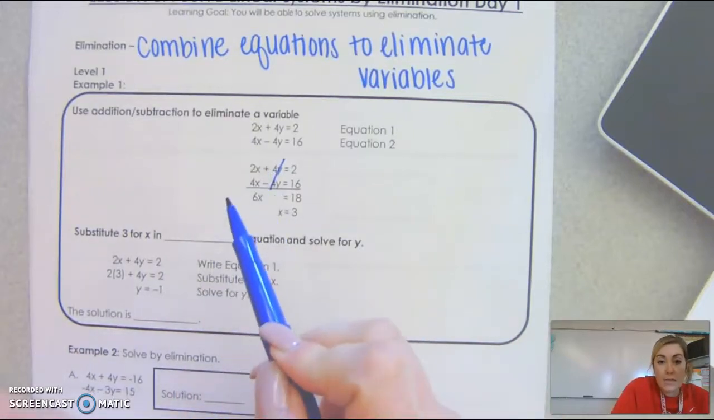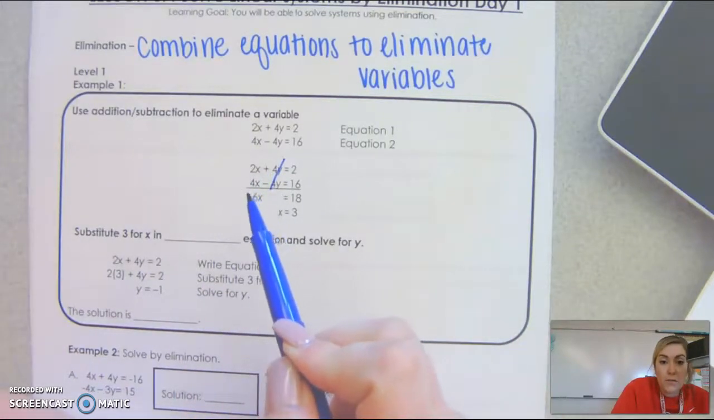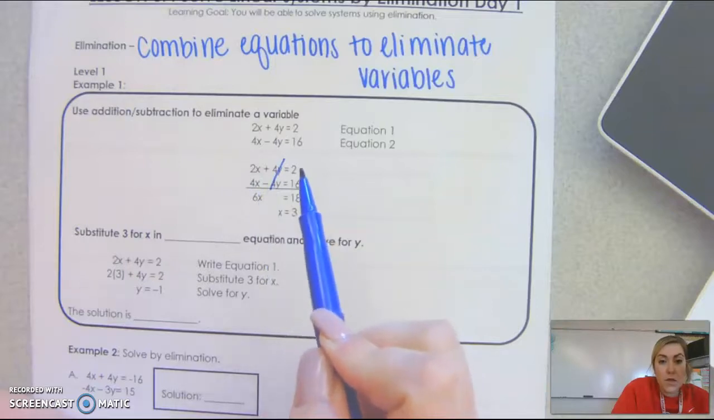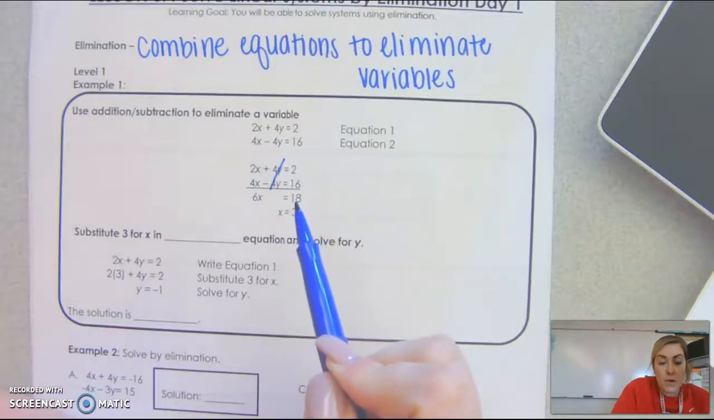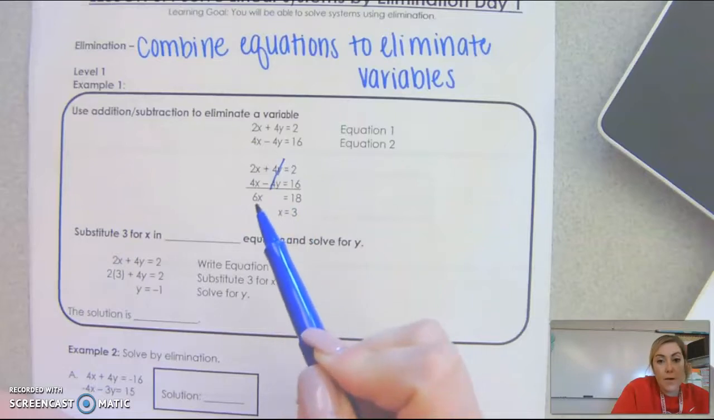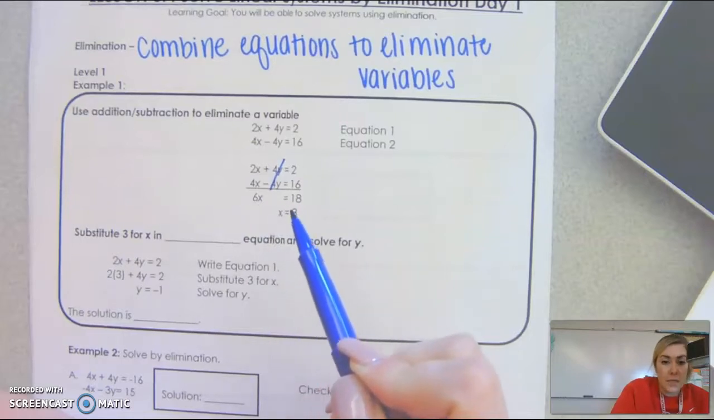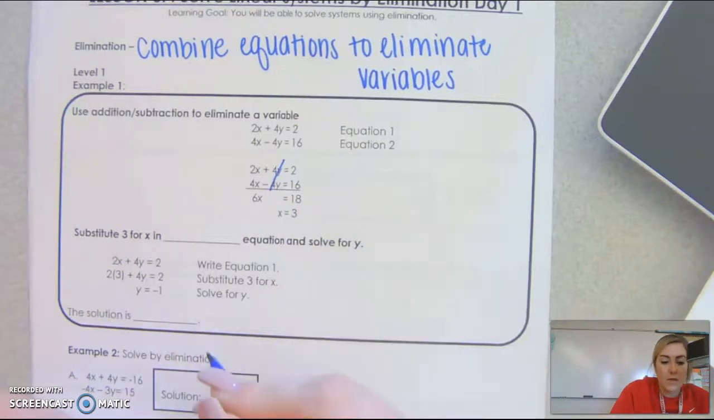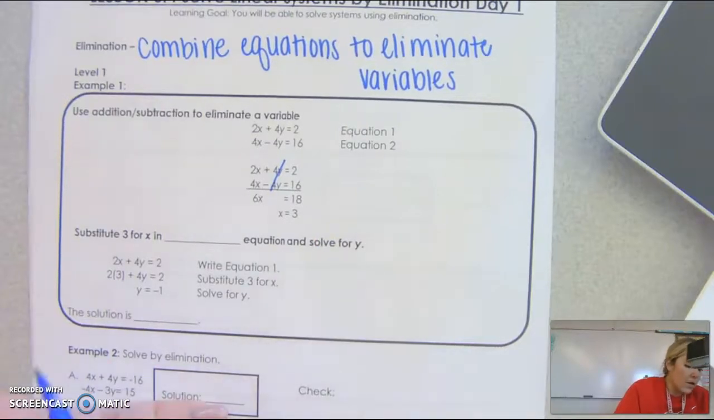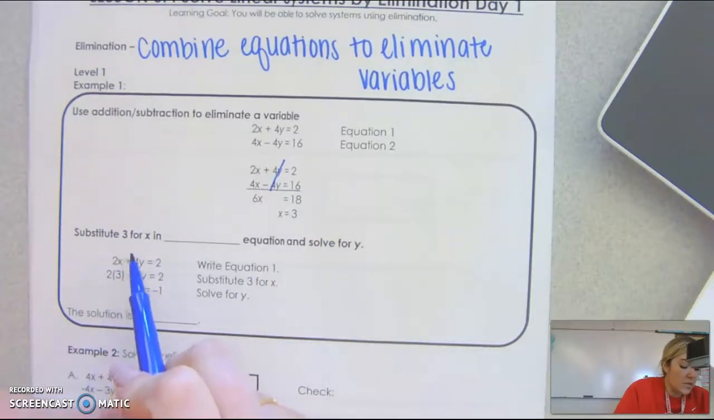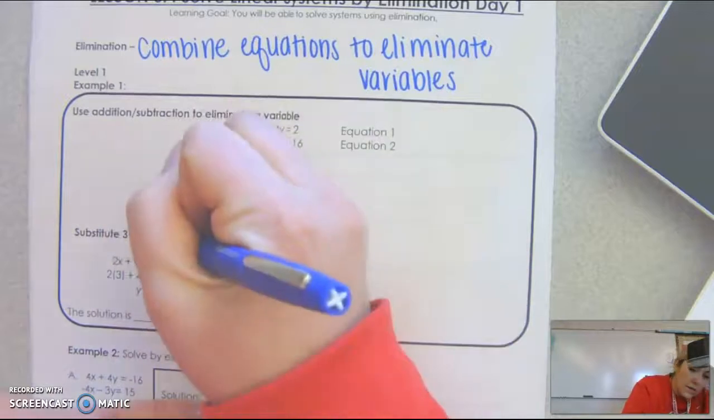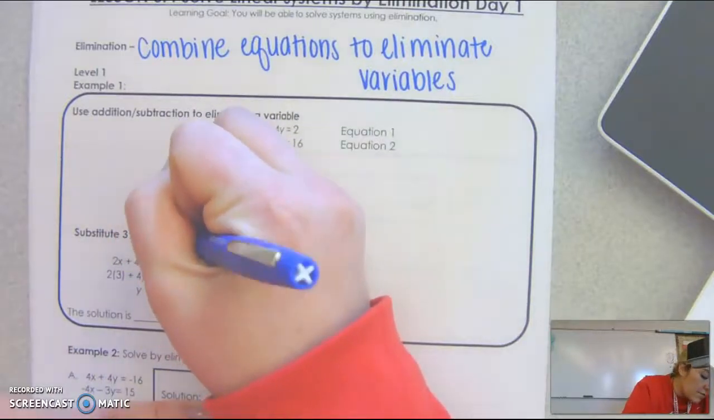And now you just add down. So you have 2x plus 4x, which gets you 6x. 2 plus 16 gets you 18. So now your problem is 6x equals 18, and when you divide, you get x equals 3. Your next part is you're going to substitute 3 for x in equation 1.